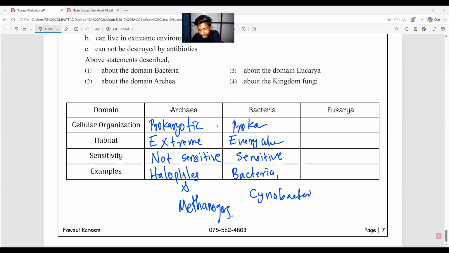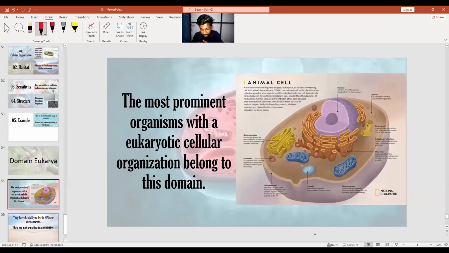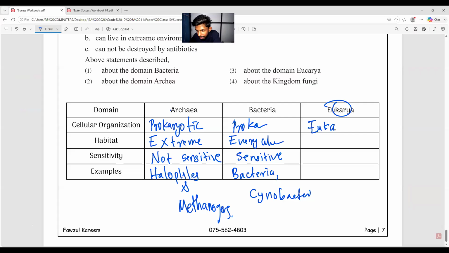For the eukarya, you can say eukaryotic cellular organization. Eukaryotic. All of the others are prokaryotic. You know the meaning of eukaryotic, okay? For animals and plants, we have the proper nucleus, no? Look at the picture here. A proper nucleus is there, okay? So, eukaryotic. And habitat, everywhere. Sensitivity, not sensitive. The examples, you know the examples, okay? Plants and animals. So, nothing more to mention there.